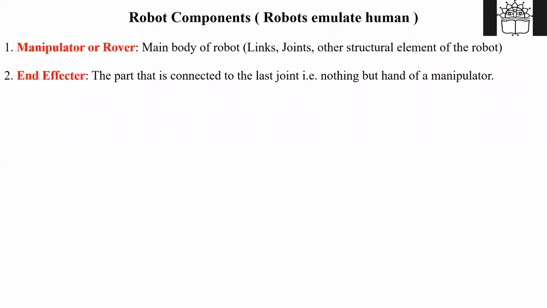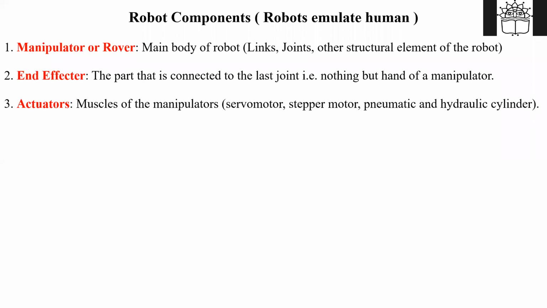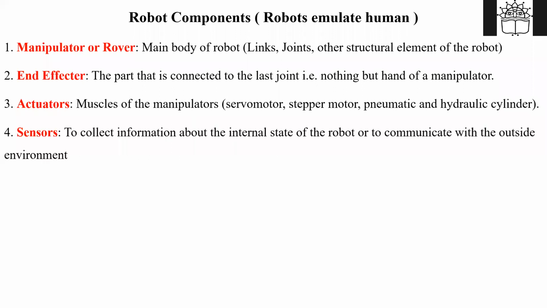Second is the end effector. Now, our hand is there. Whatever part of the hand is there after our wrist is called the end effector. The part that is connected to the last joint is called the end effector. Then actuators. Actuators are nothing but muscles of the manipulator, right? What different actuators are we using? If we are using electric actuators, we will be using stepper motors or servo motors. If we are using mechanical actuators, we will be using hydraulic cylinders, that is hydraulic actuators, or pneumatic actuators.